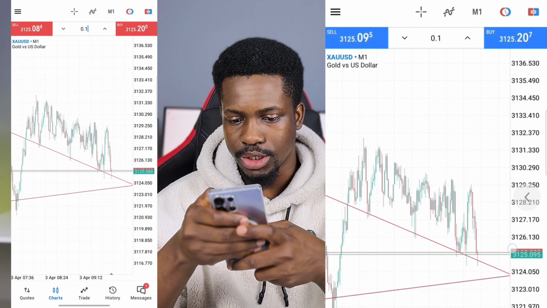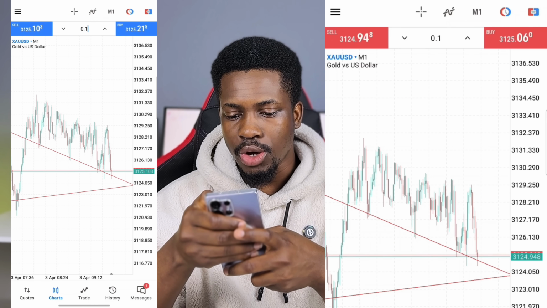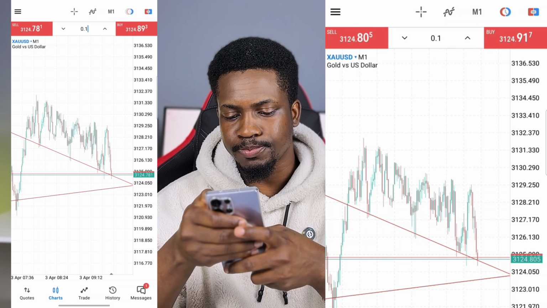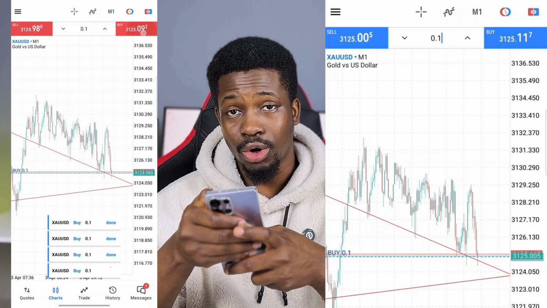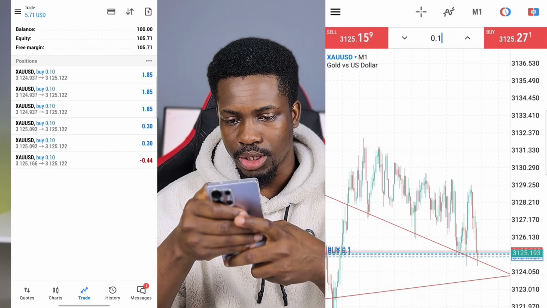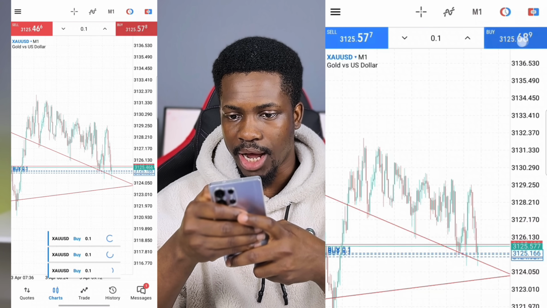0.1. I think 0.1 is okay. By the way, guys, I'm actually using unlimited leverage for this account, just in case. So that's what I'm using currently.